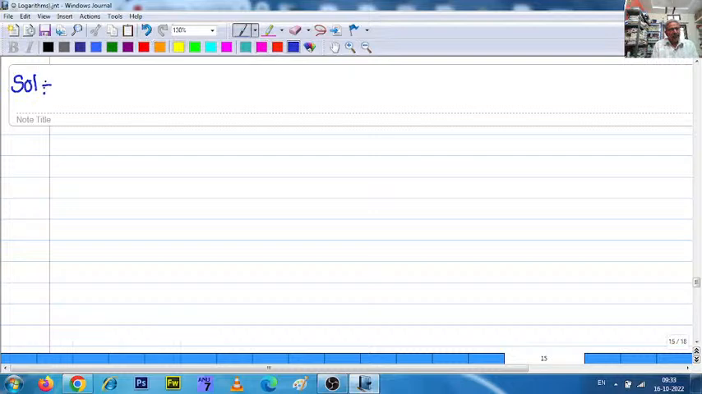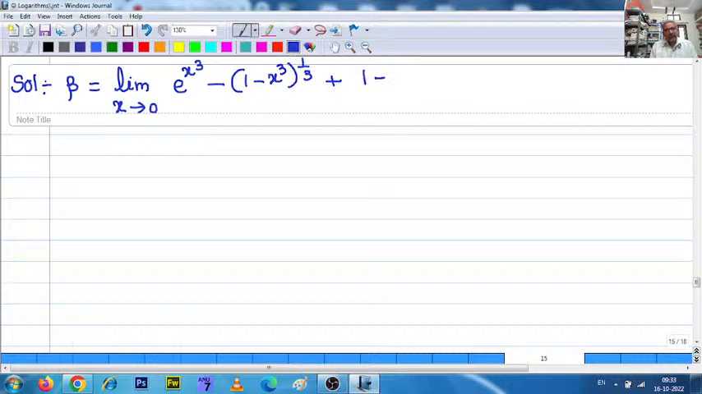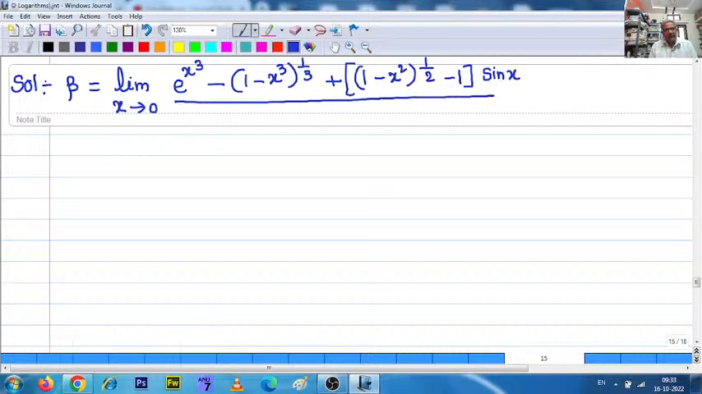Solution: beta equals limit x tends to 0 of e power x cube minus (1 minus x cube) whole to the power of 1 by 3 plus (1 minus x square) whole to the power of 1 by 2 minus 1, times sin x, divided by x times sin square x.